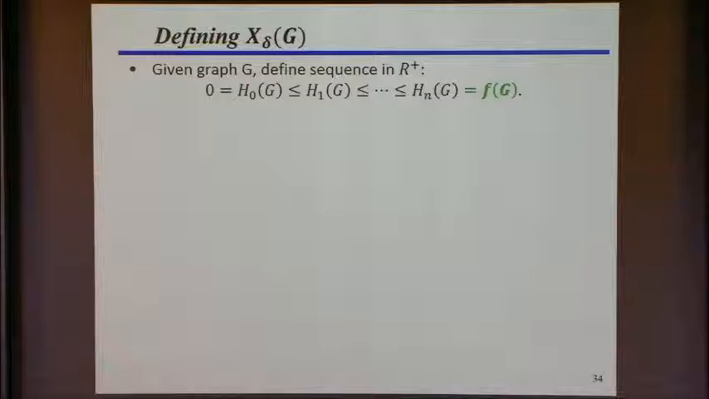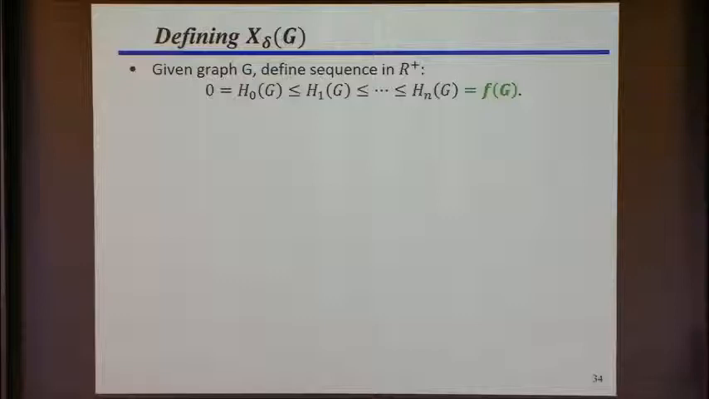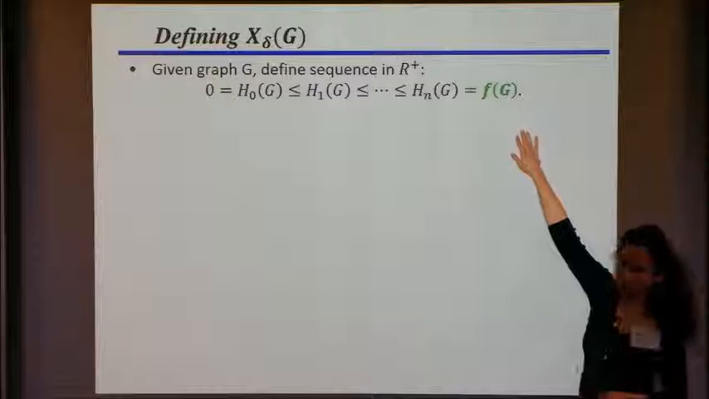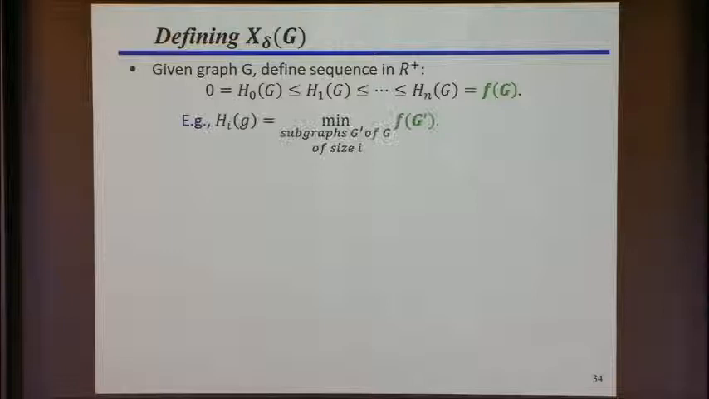Okay, so how are we going to define the sequence x sub delta? Before defining it, we're going to define another sequence of functions h sub i of the graph. The zeroth one is equal to zero, and the last one is equal to the function that we want to release. Let's keep thinking about the number of triangles as our example. And they are increasing functions.